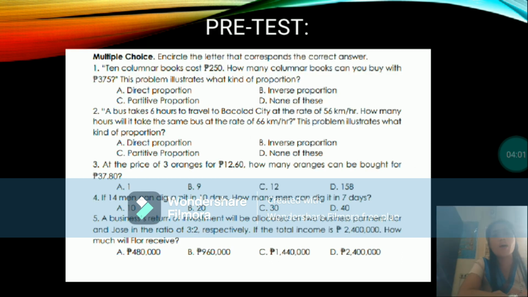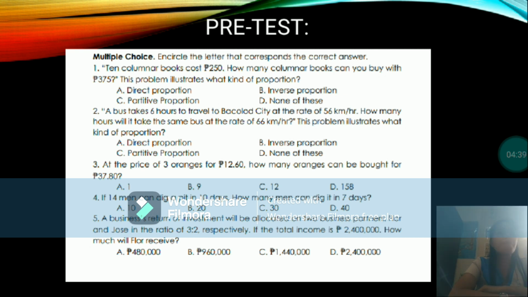Let's have first a pre-test. It's a multiple choice. You have to answer this in your activity notebook. Encircle the letter that corresponds to the correct answer. Number 1. 10 columnar books cost 250 pesos. How many columnar books can you buy with 375 pesos? This problem illustrates what kind of proportion? Is it A, direct, B, inverse proportion, C, partitive proportion, D, none of these?